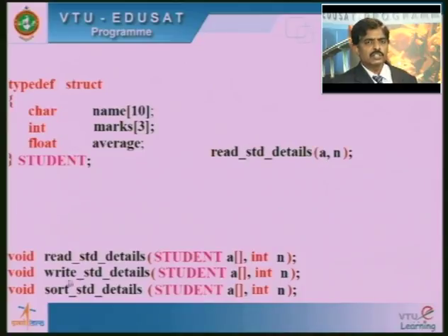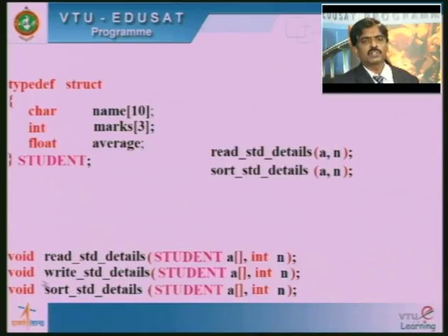So here arguments must be a and n only. Next, let us call sort student details. So here I write sort student details, same number of arguments, and here we write a comma n. And finally, after sorting, where is the result? Result is in the variable a. So let us try to display the sorted student details.